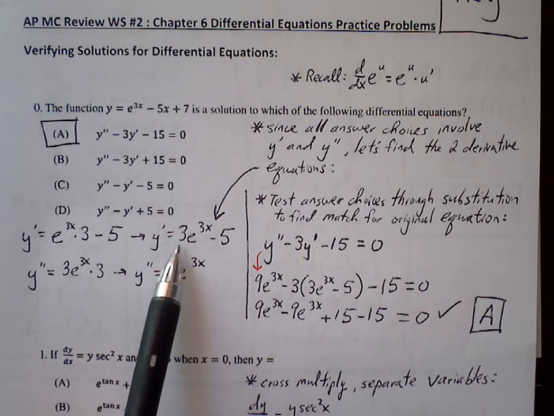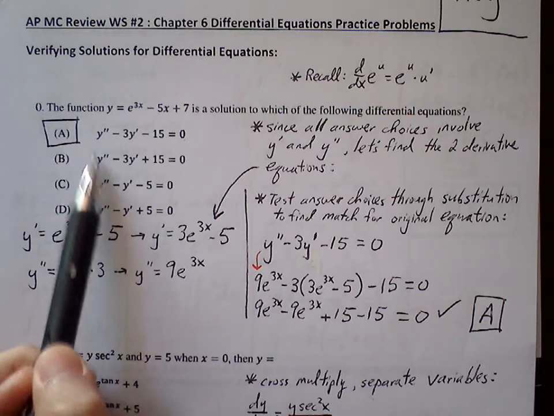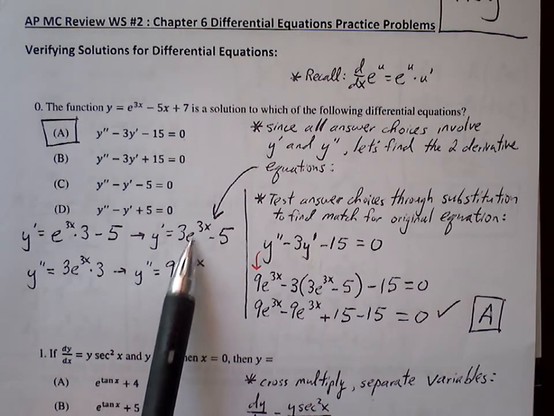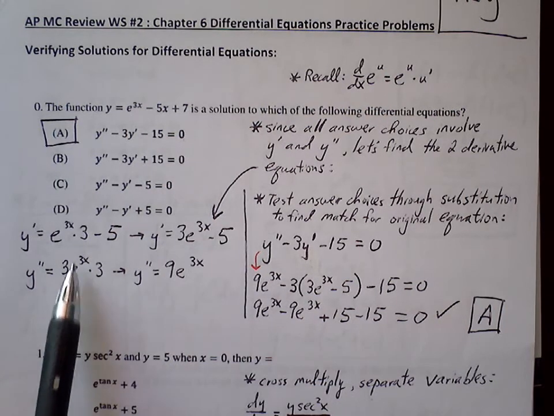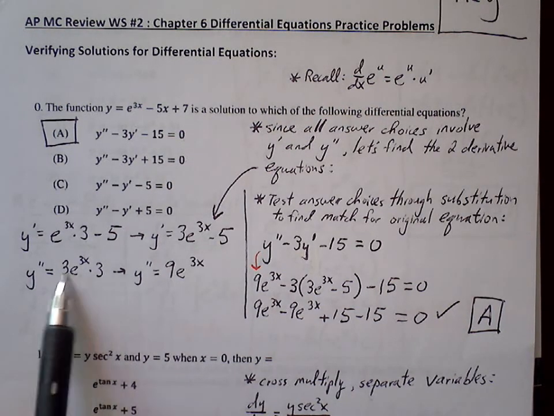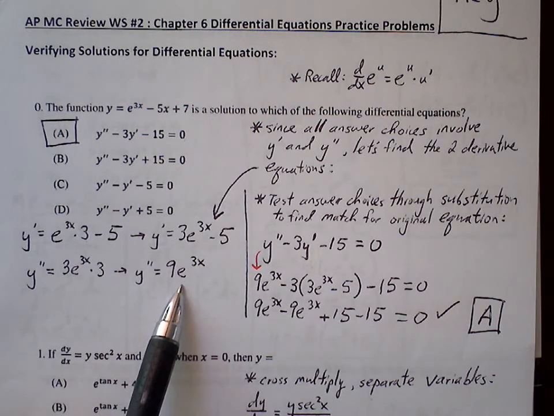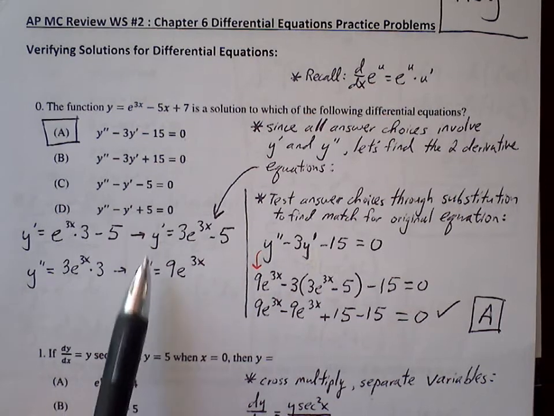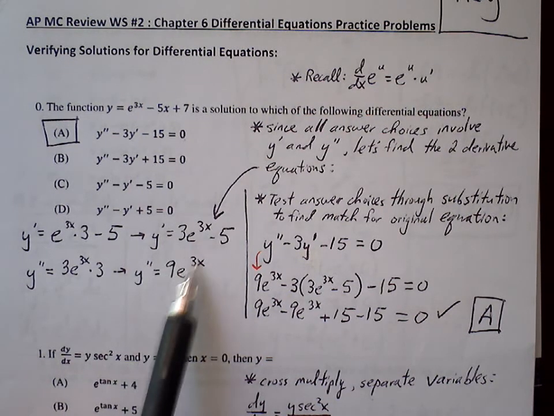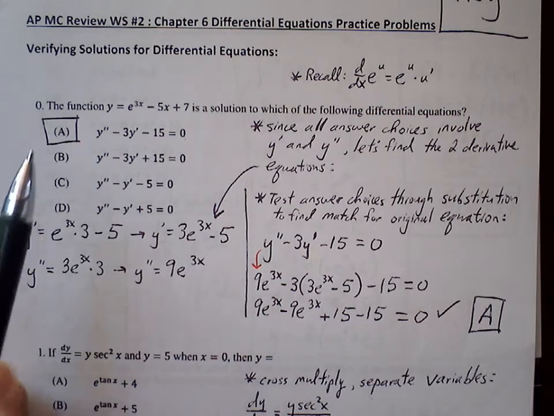If I want to find my y double prime, which is something that I need. So the derivative for e to the u is e to the u times u prime. So I have e to the 3x times 3. 5 goes away to just 0. I can push those 3's together to make it y double prime is equal to 9e to the 3x. So how can I find a way to combine y prime and y double prime to allow for one of these answer choices to be true?